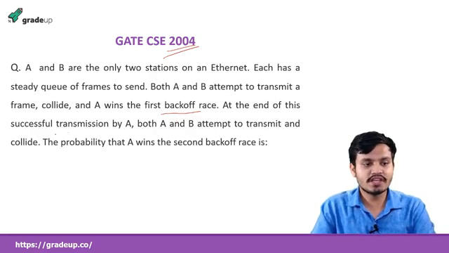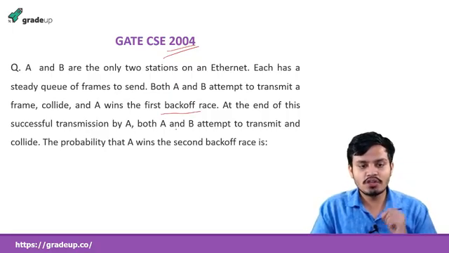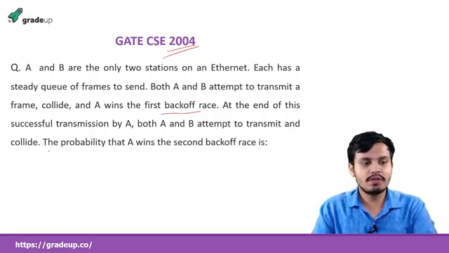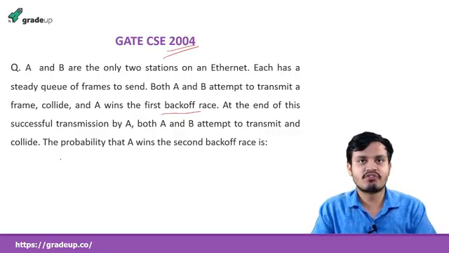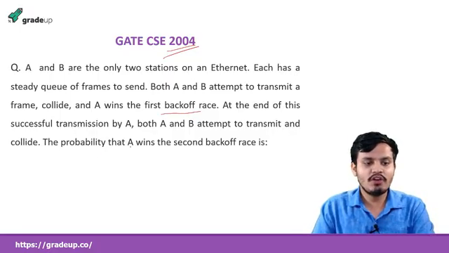At the end of the successful transmission by A, both A and B attempt to transmit and collide. So after A wins, A has sent the packet successfully. Now they both again try to send the second packet and they again collide. So now they are asking what will be the probability of A winning in the second back-off algorithm.